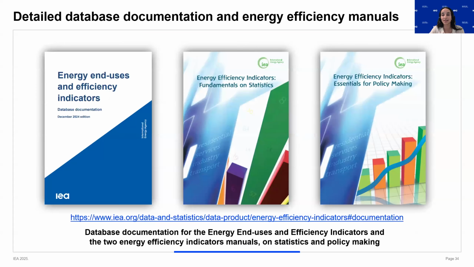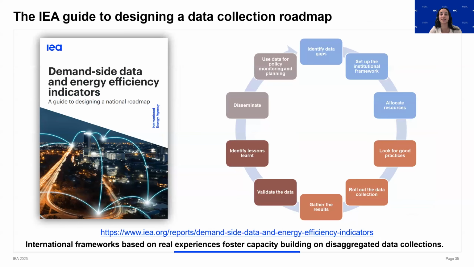In addition, we maintain documentation with methodology and detailed country notes, as well as two manuals on statistics and policy making. And to complement and strengthen this framework, the IEA recently developed two guides to build national roadmaps. One called Designing an Energy Statistics Roadmap, which is based on energy statistics in general, and the second one, shown here in the slide, focuses on the demand side.